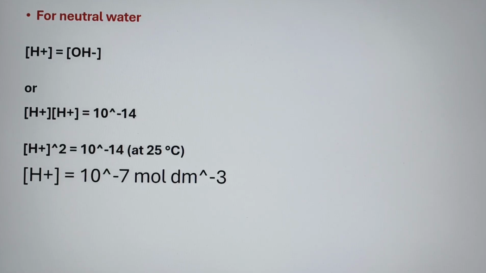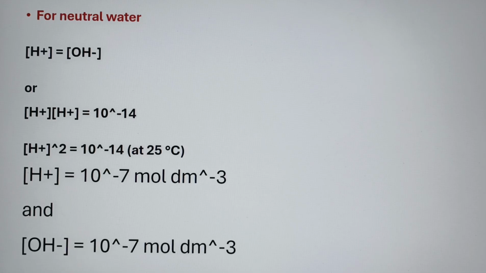Now to find the value of just the hydrogen ion concentration, we take the square root of 10 to the power minus 14. The square root of 10 to the power minus 14 is equal to 10 to the power minus 7. So we get the concentration of hydrogen ions as 10 to the power minus 7 moles per cubic decimeter. Since the concentration of hydrogen ion is equal to the concentration of hydroxide ion, the concentration of hydroxide ion will also be 10 to the power minus 7 moles per cubic decimeter.